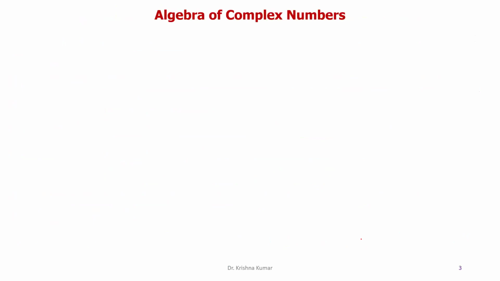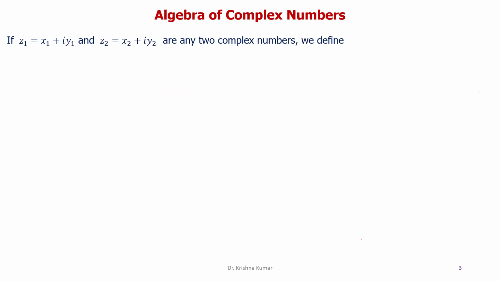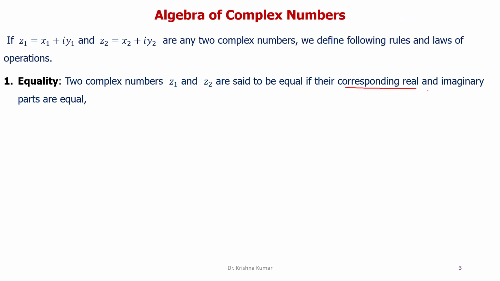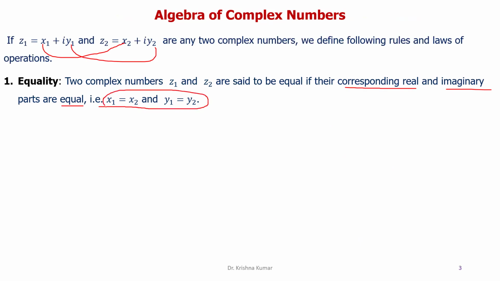Algebra of complex numbers. If z1 equal to x1 plus iy1 and z2 equal to x2 plus iy2 are any two complex numbers, we define the following rules and laws of operations. Equality. Two complex numbers z1 and z2 are said to be equal if their corresponding real and imaginary parts are equal, that is, x1 is equal to x2 and y1 is equal to y2. So we say that both the complex numbers are equal.